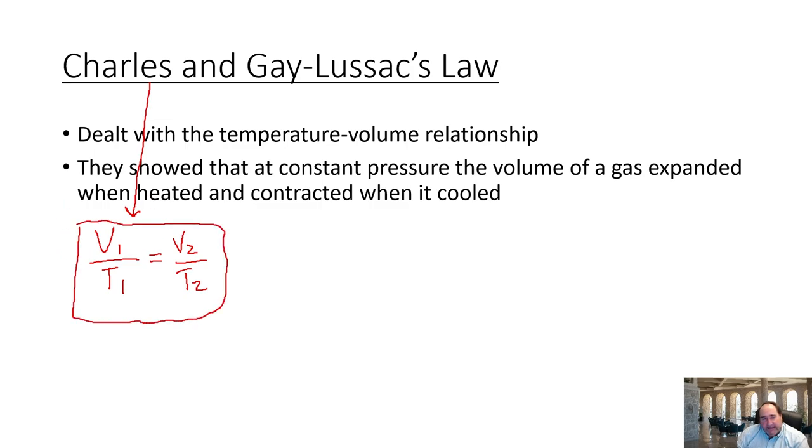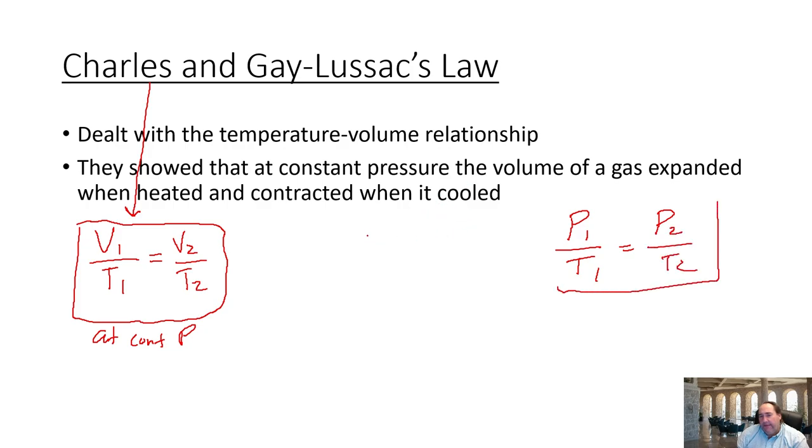This is at constant pressure. Now, Gay-Lussac's law, which is a version of this as well, is sometimes referred to as P1 over T1 is equal to P2 over T2. And this is at constant volume. And sometimes that is referred to as Gay-Lussac's law.